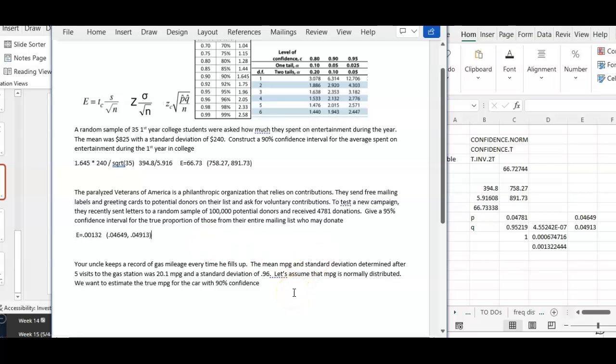Okay, lastly, your uncle keeps a record of gas mileage every time he fills up. The mean miles per gallon and standard deviation determined after 5 visits to the gas station was 20.1 miles per gallon and a standard deviation of 0.96. So this mean and standard deviation were determined from the sample of 5 visits. Let's assume that miles per gallon is normally distributed. We want to estimate the true miles per gallon for the car with 90% confidence.